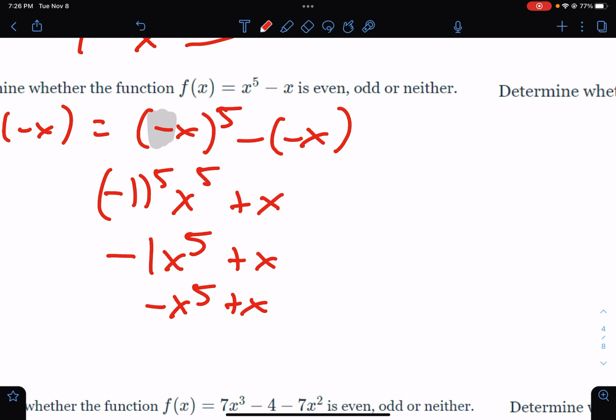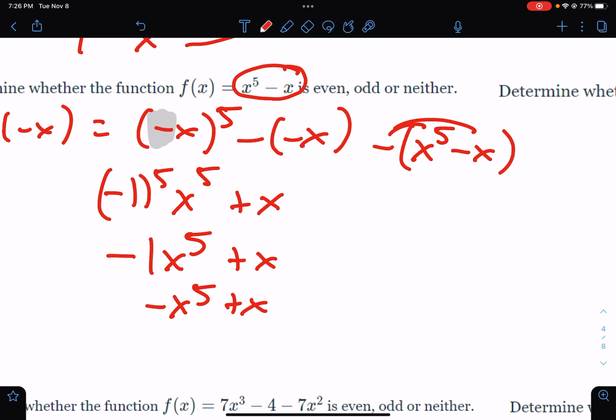Okay. So now, obviously, we did not get what we started with. So now we have to see if it's odd. If this is odd, if we were to multiply this entire function by negative 1, we should get the exact same thing. So I'm going to go ahead and slap a negative 1 out in front here. We've got x to the fifth minus x.